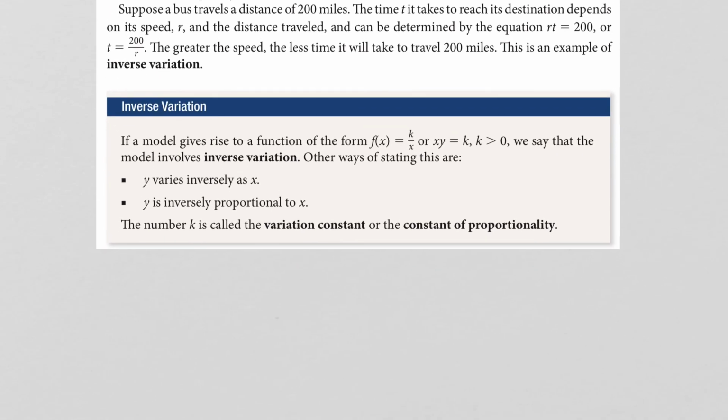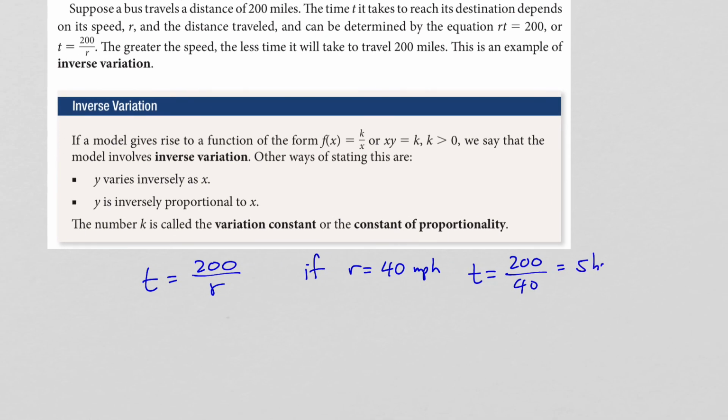So let's just take that example up above there. T equals 200 divided by r. And let's just notice that if the rate is 40 miles per hour, the time that it would take would be 200 divided by 40, which would be 5 hours. But if the rate is 50 miles per hour, then the time that it would take would be 200 divided by 50, which would be 4 hours. So you can see that when the speed increases, the time decreases. This is what we mean by inverse variation.